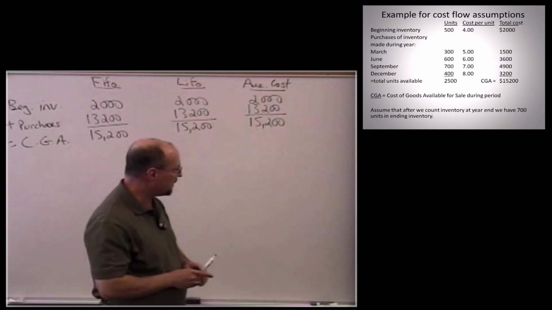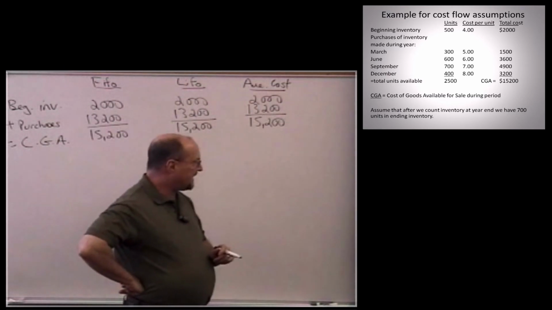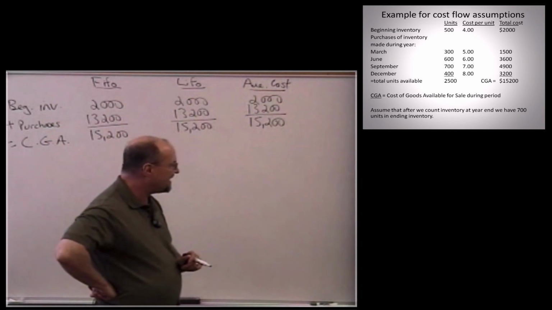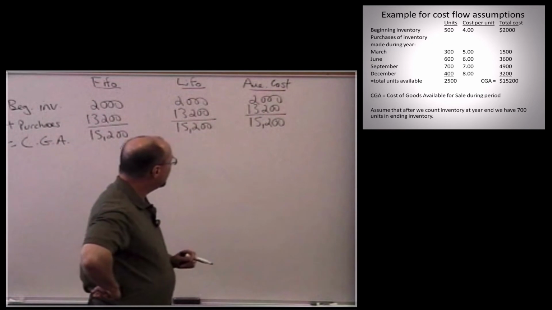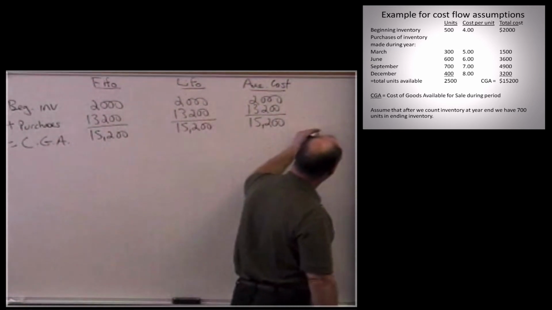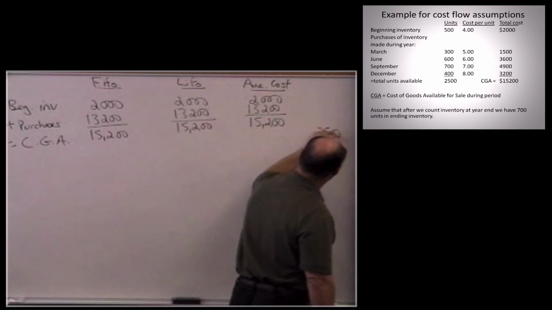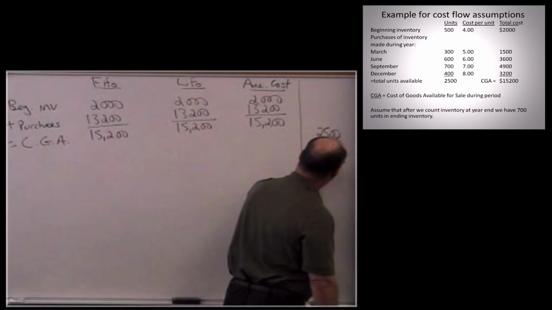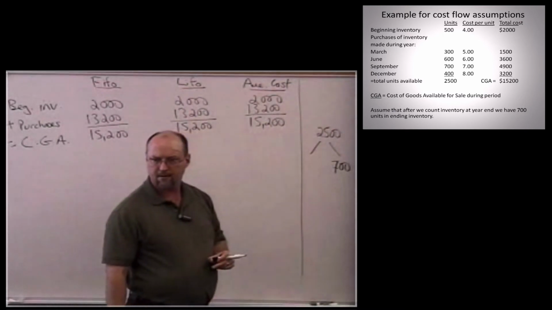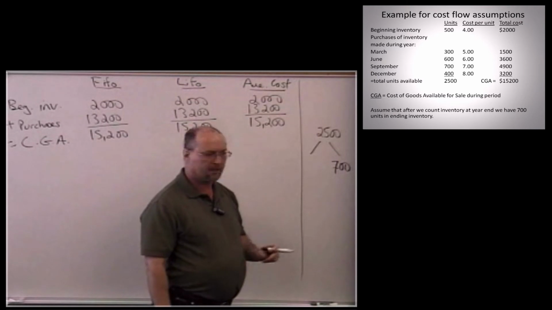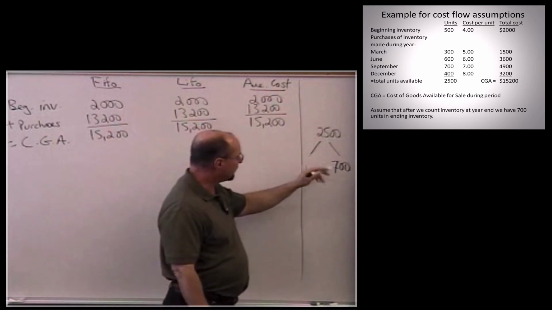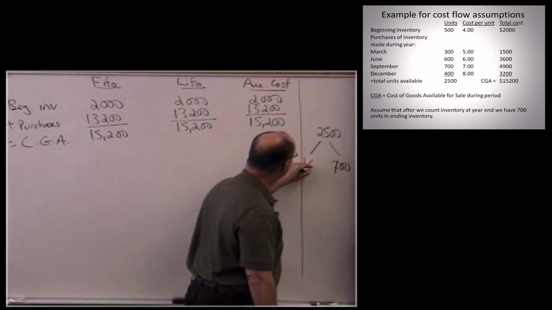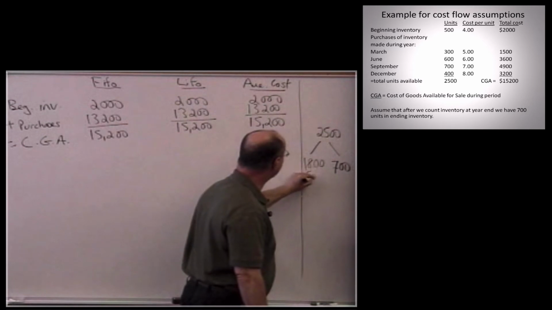Now notice on the bottom of the slide, assume after we counted inventory, we still had 700 units in ending inventory. So therefore, if I had 2,500 units and 700, can we see that okay? 700 units right here? Okay, very on the edge. So that's why I'm saying it several times for you students out there in computer land. That means we sold 1,800 units.